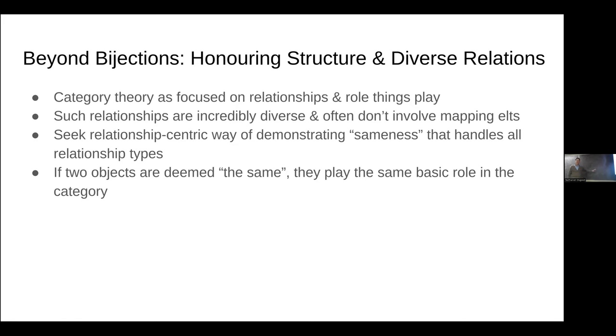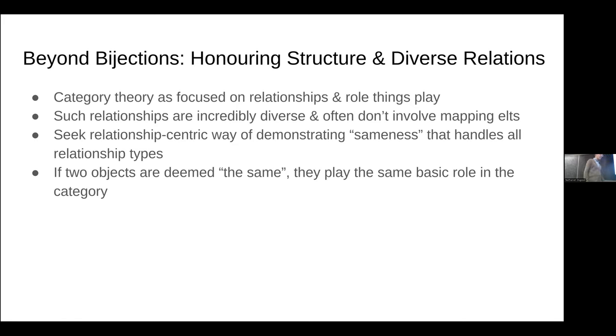So this isomorphism, the ability to formulate isomorphism without referring to elements, frees us from being tied down to where we have elements. It generalizes this notion of bijection. And because we have these morphisms and they're structure preserving, this mapping preserves structure. If there are elements, it maps them, but it preserves structure. So we have this relationship-centric way of demonstrating things, where we're dealing with these relationships rather than with the elements.